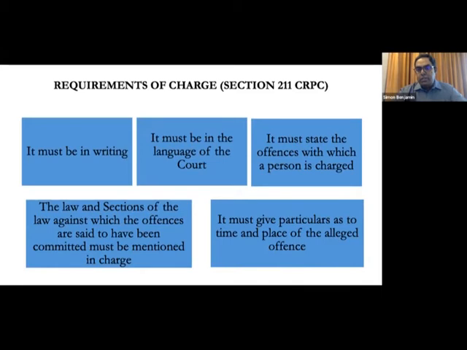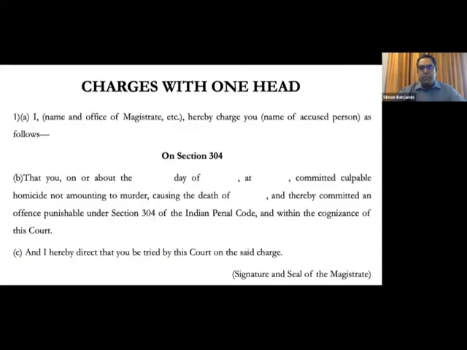It cannot be the definition section that is going to be put in the charge, because the definition section is going to be borrowed for the ingredients, to make out the ingredients, but it won't be used for the description of the offense to be made out. This is an example of what a charge will look like, where it's under one offense.